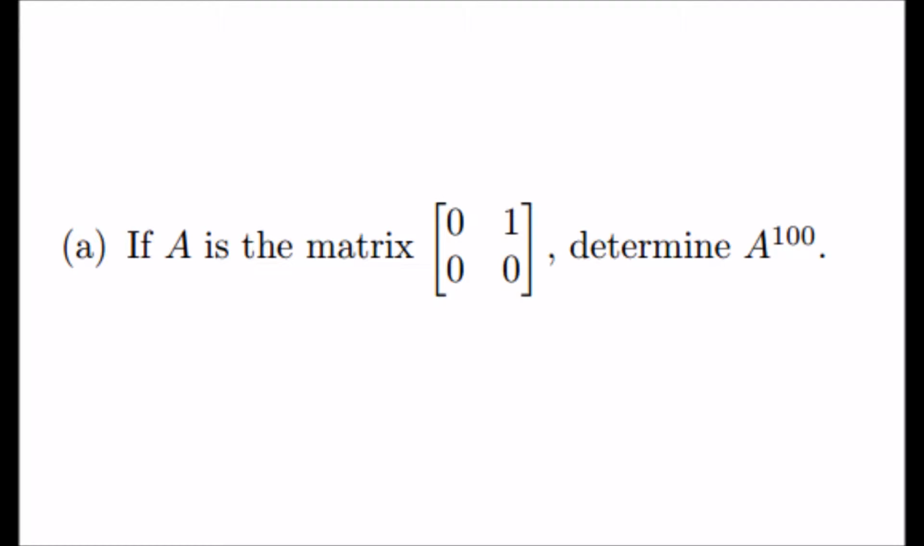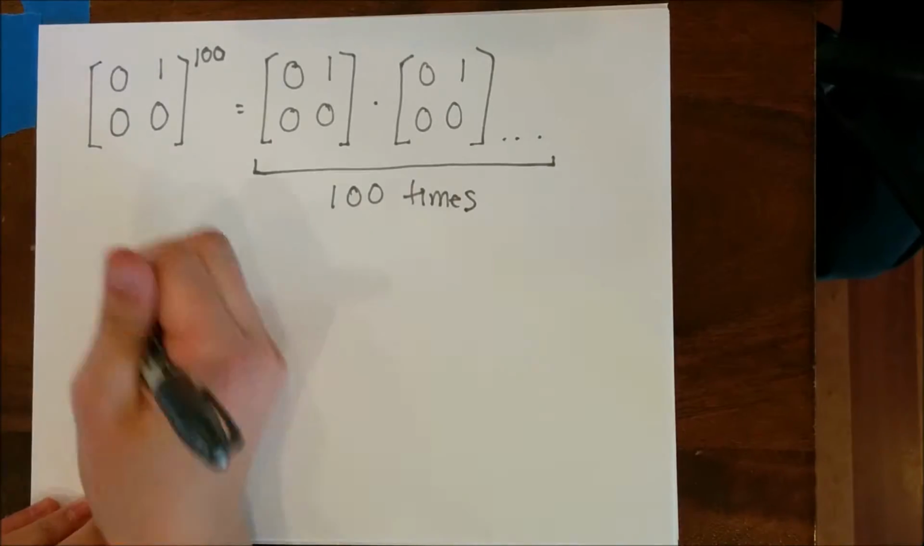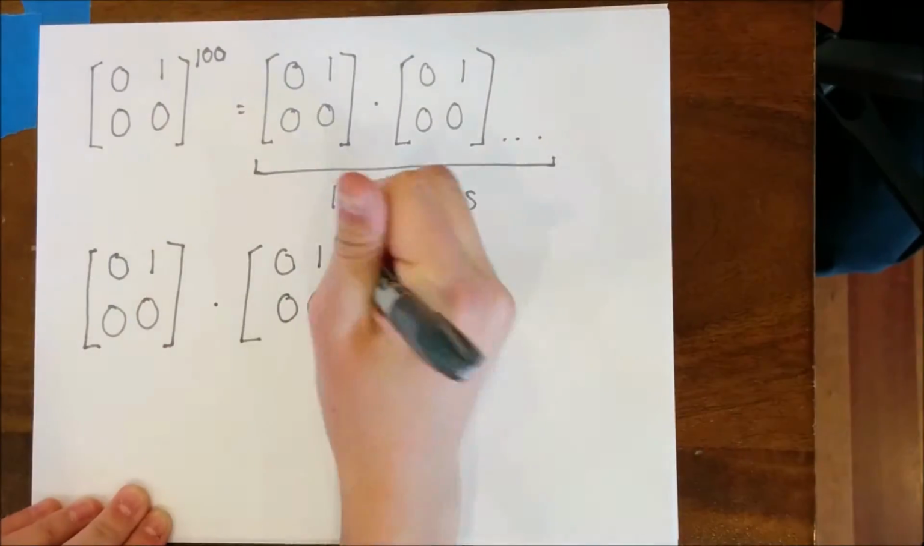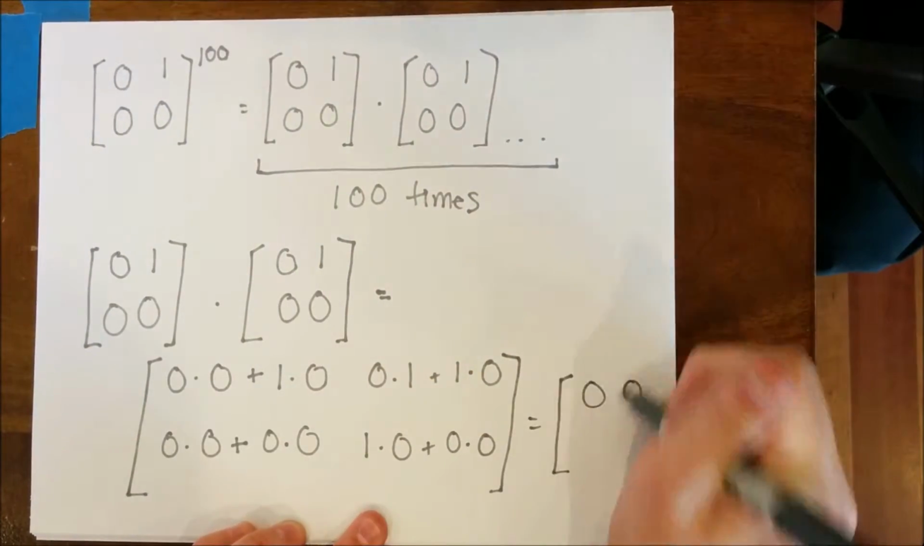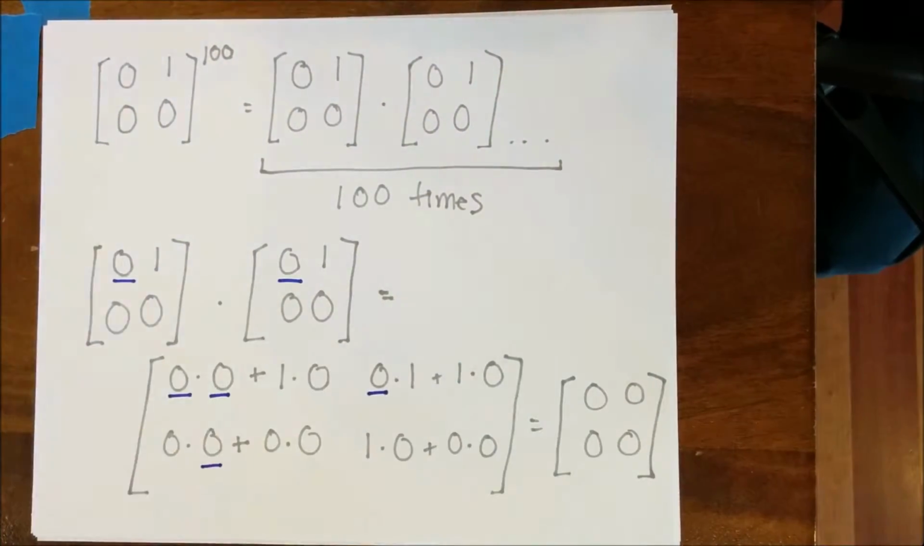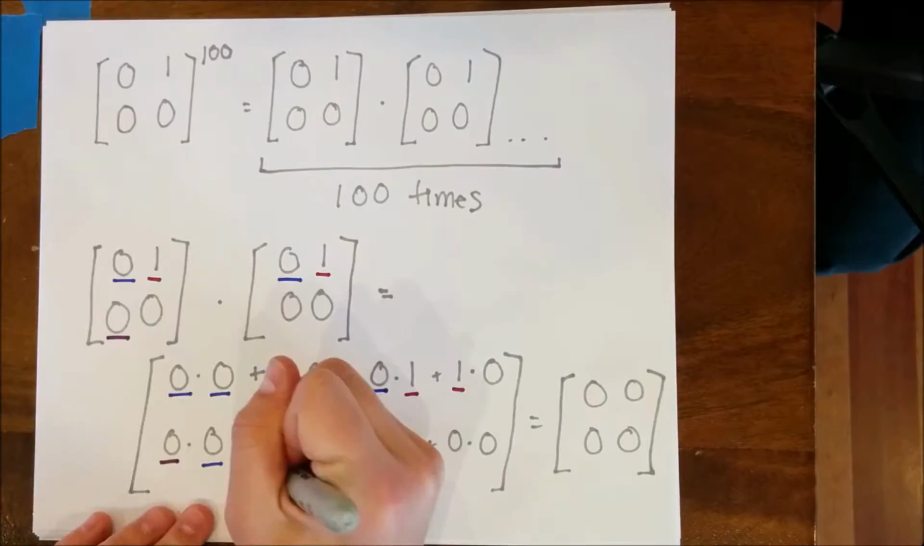If A is the matrix 0, 1, 0, 0, determine A to the 100th power. When we raise the matrix to the 100th power, we simply multiply it by itself 100 times. Let's begin by multiplying it by itself just once, or squaring it. Upon doing so, we find that we get the matrix 0, 0, 0, 0.